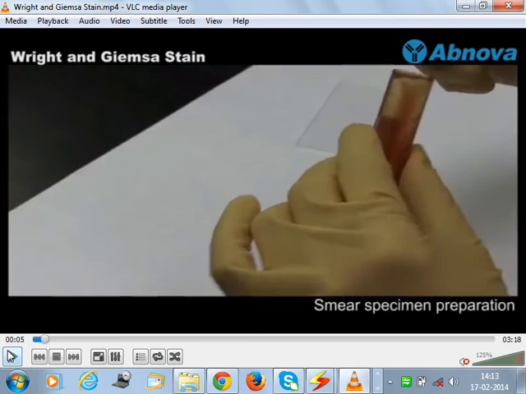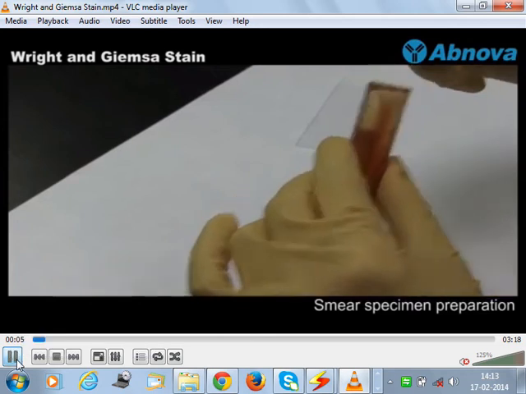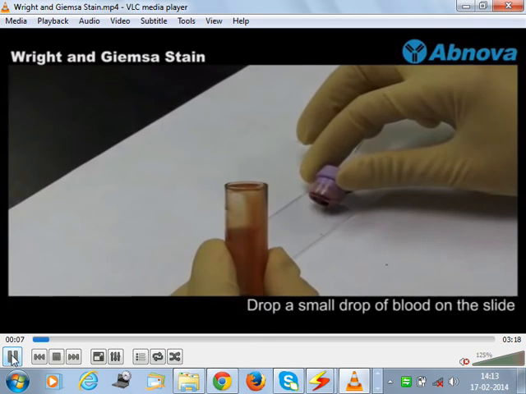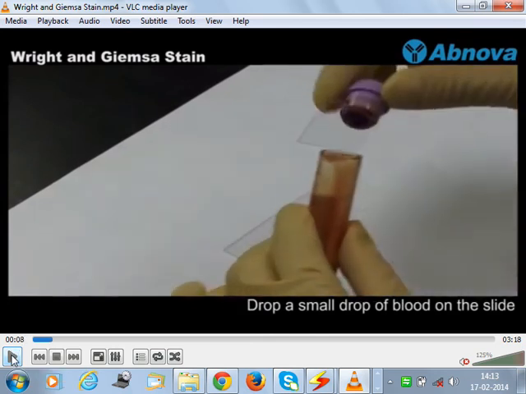So shall we observe this? And I'll tell you how it is different from what we do. Now let us look at this. Here you see, she or he, I don't know, is taking blood from a test tube. But we will not be doing that. We will have to prick and get our own blood.